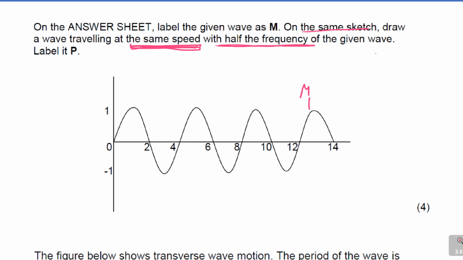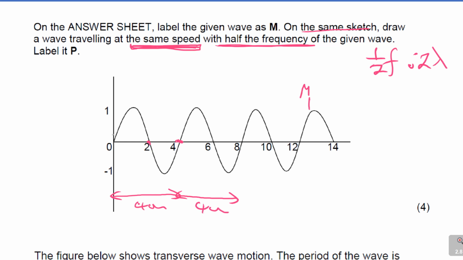Now, if the frequency is half, the wavelength is twice. So if this was the wavelength of a wave, now the wavelength is going to double. If you look at this, from 2 is half a wave to 4, so that's a wavelength here. Let's call it 4 meters. But now the wavelength is doubled, so the wave will move from 4 to 8 meters.